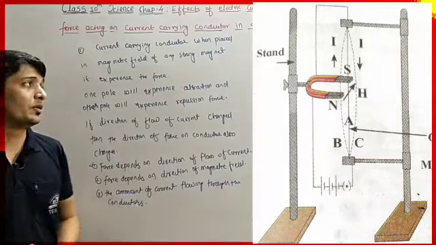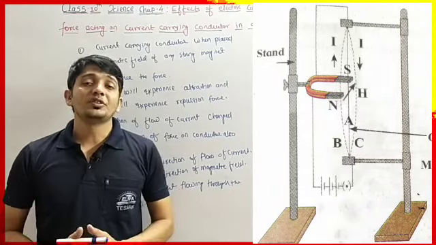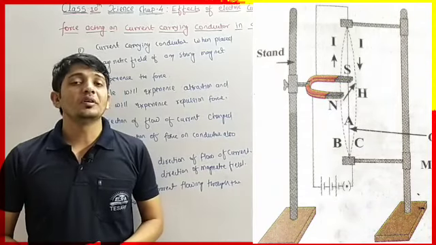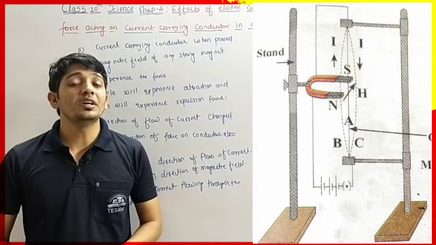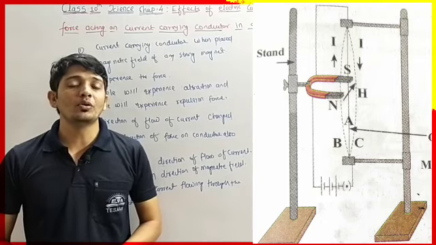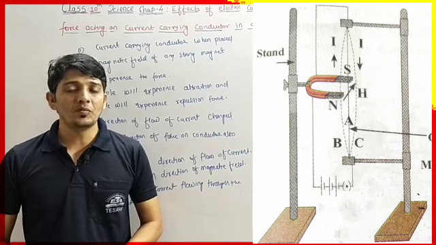Okay, so write down. Students, today we have completed the magnetic effect of electric current. In the next video onwards, we will understand Fleming's left hand rule and the working of the electric motor and electric generator.